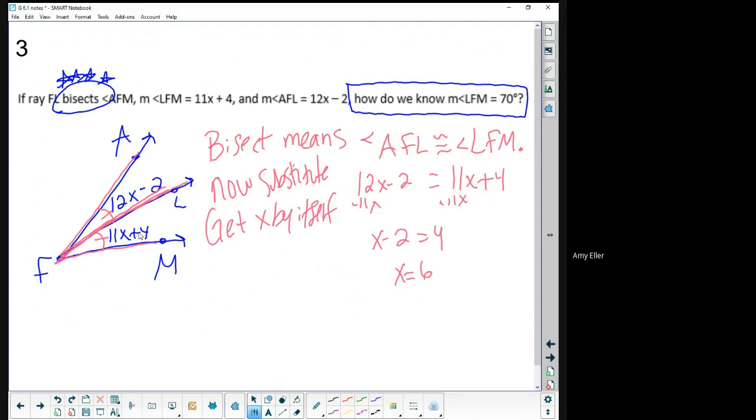Here's LFM right here. So if I were to plug 6 in, I would get there. So let's say plug X into angle LFM. Plug X into angle LFM. And let's show how to do that. Here's LFM. We're going to plug a 6 in there.